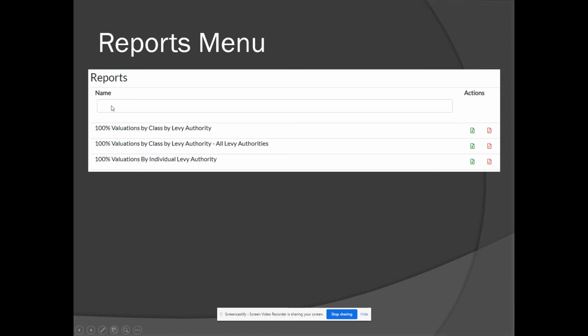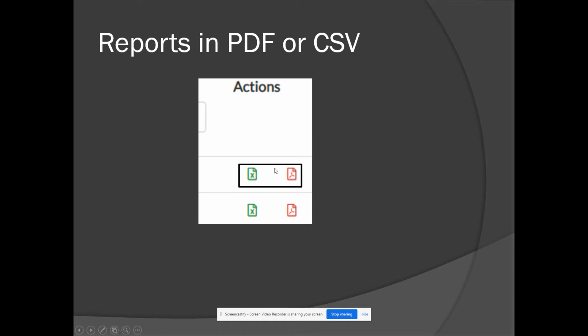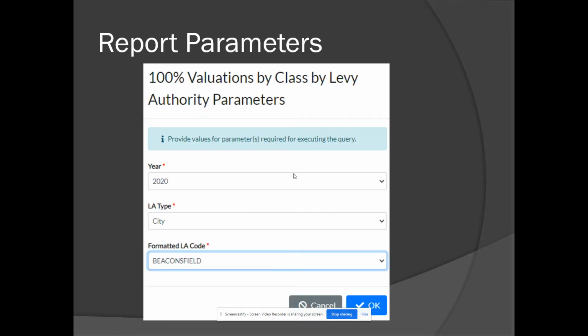You can use this box up here if you want to search for a particular report, or you can simply scroll down to look at the different reports that are available to you. Under Actions, you'll see 2 items. You can use the green icon to generate and download a report in a CSV format that you could then open in Excel and work with the data. Or you can use the red icon, which is a PDF report that's more viewer-friendly and formatted, and you can print off or save to your machine.